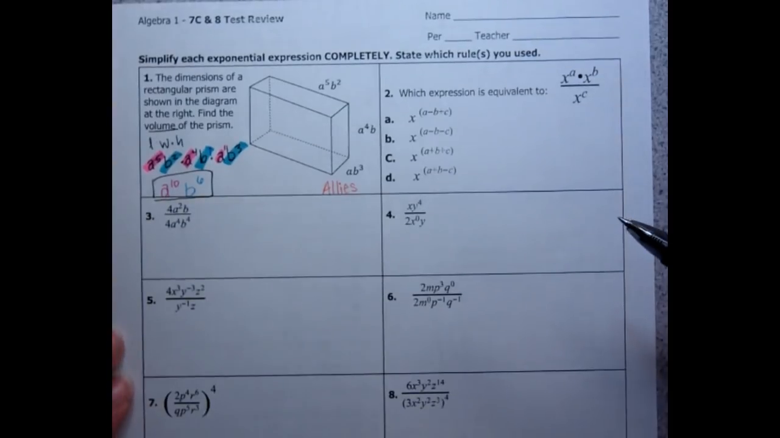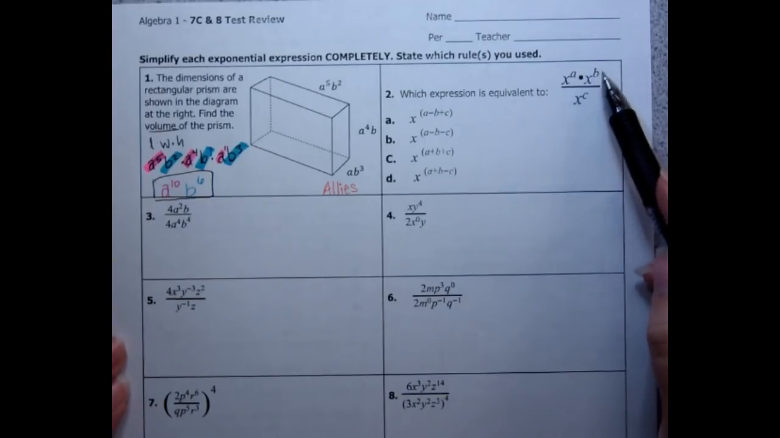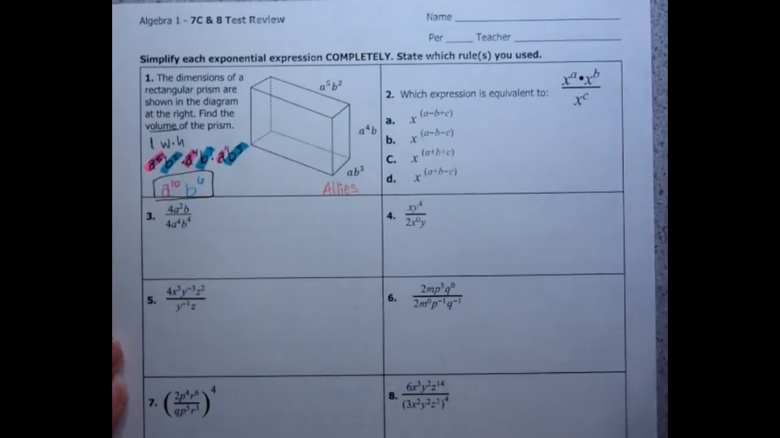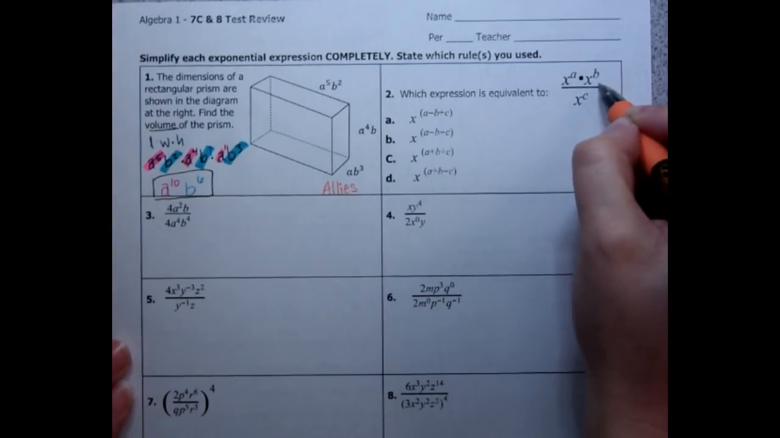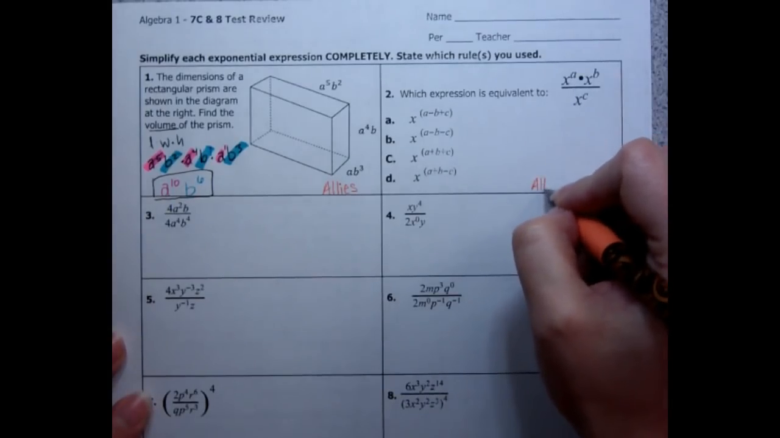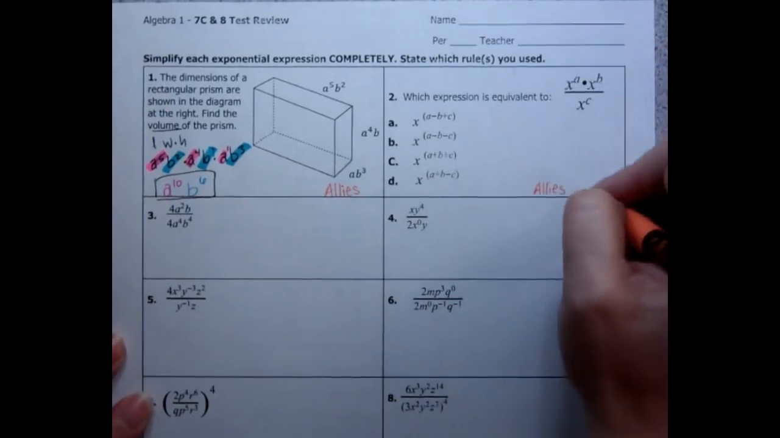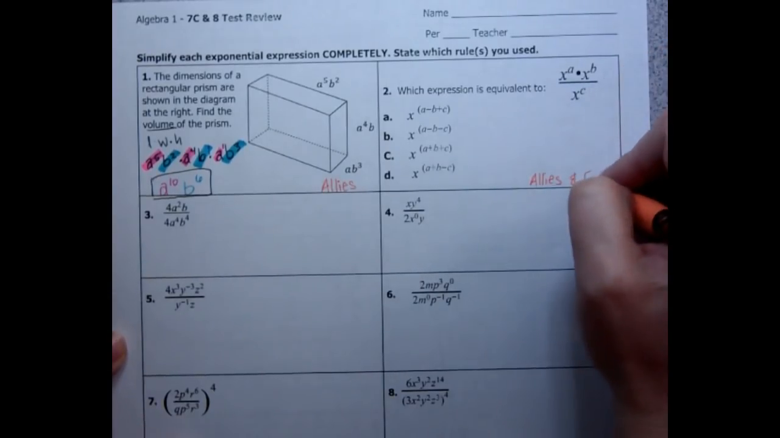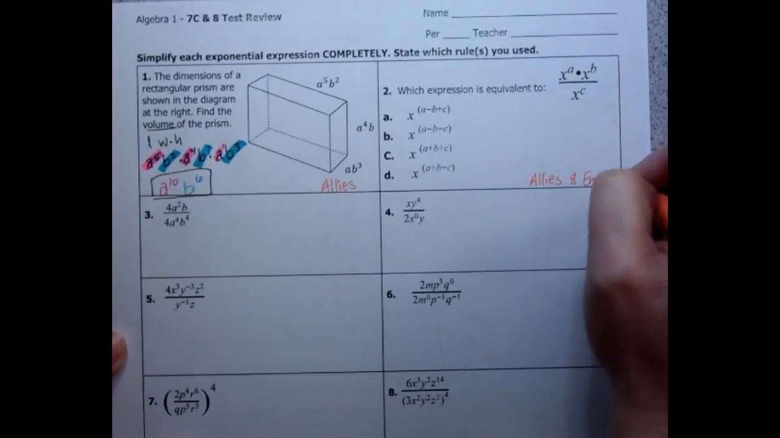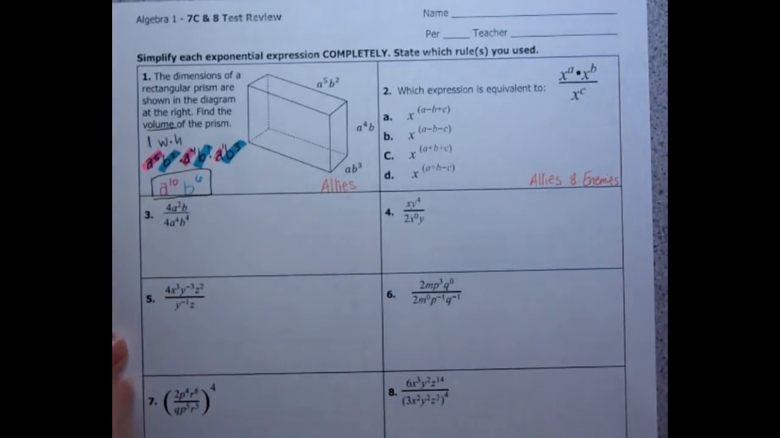Okay. Number 2, which expression is equivalent to x to the a times x to the b over x to the c? Okay, so we've got a couple rules going on here. First step, these two are on the same side. If they're on the same side of the battle line or that fraction bar, we call them allies. And we also have enemies because these x's are on the top and these are on the bottom. So they're on opposite sides of the battle line. So we have both allies and enemies in this one.